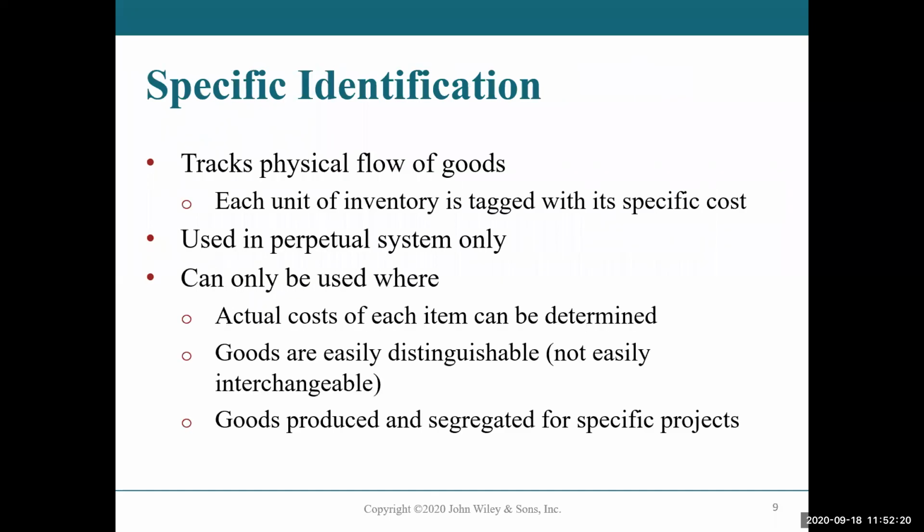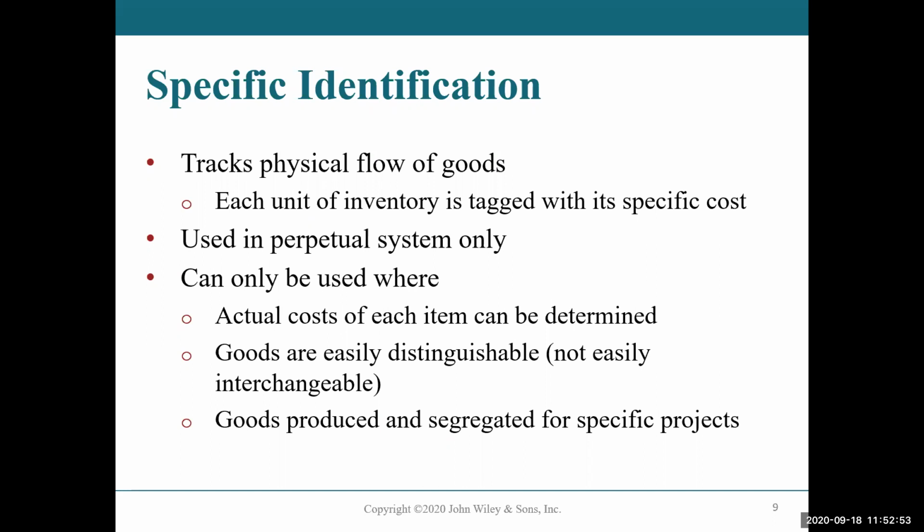So what specific identification does is this method follows the perpetual system, and it only works in the perpetual system. Remember, the two ways of doing inventory were perpetual and periodic. This method, specific identification, exists only under the perpetual method. It does not exist under periodic. So this will track the physical flow of goods. The goods coming in will be tracked and the goods going out will be tracked.